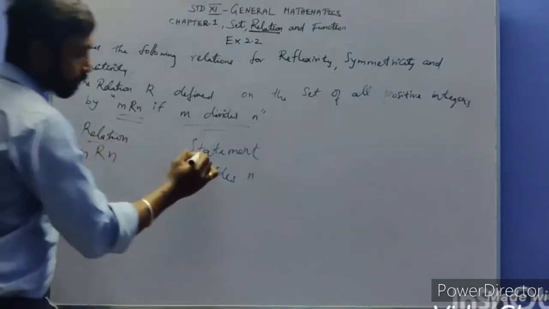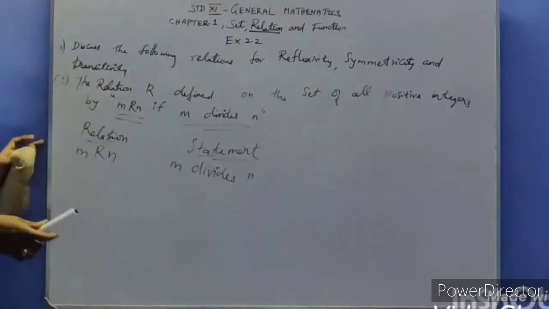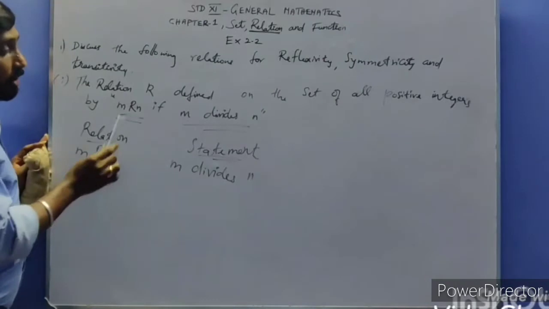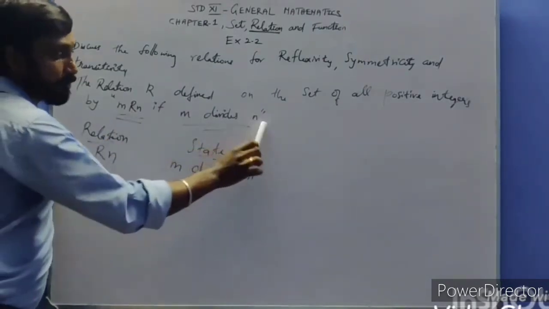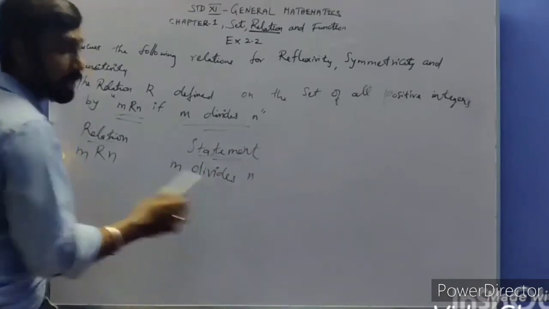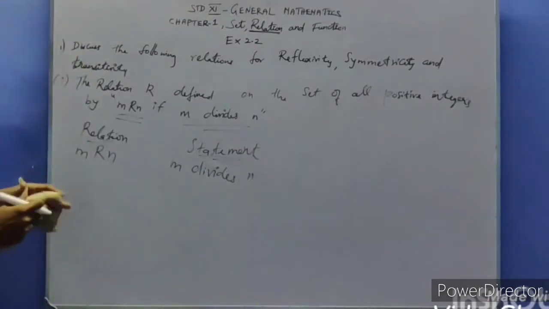Relation. Statement. First we have to take the given data from the question. M related to N, that will be the relation. The statement is M divides N. So let's move on to the sum.